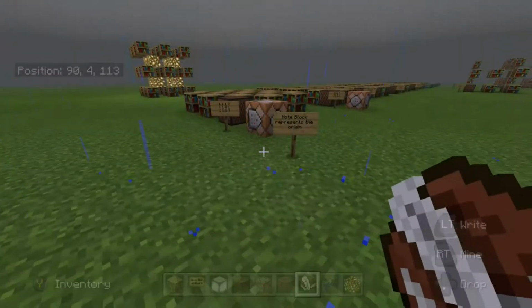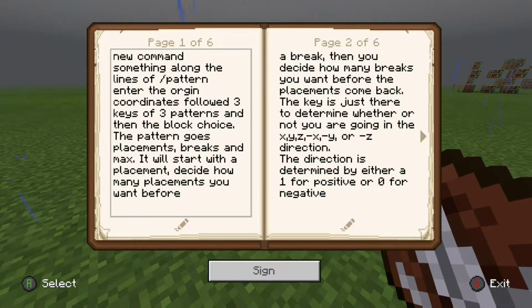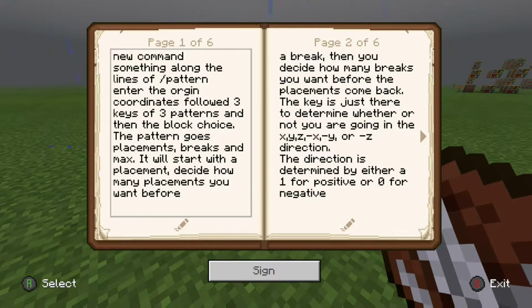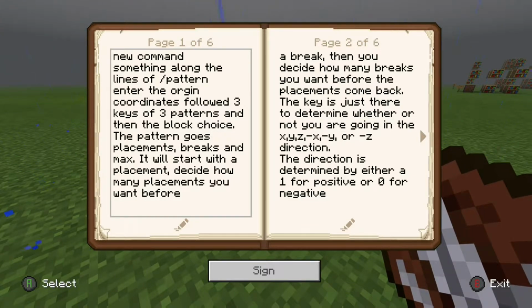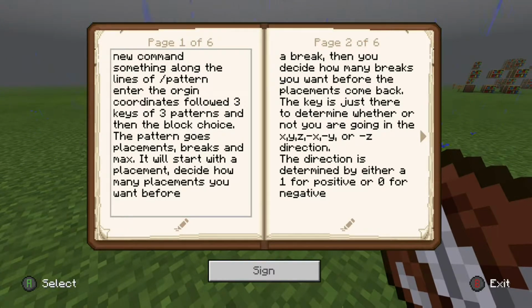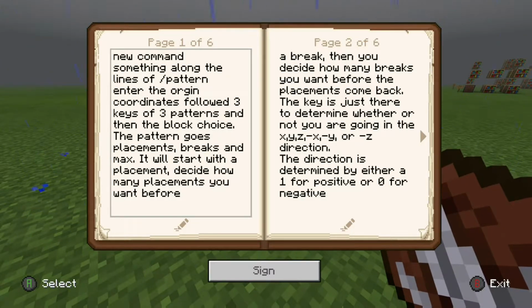Now, it's going to have 3 keys of 3 patterns and then the block choice. So the pattern goes placements, breaks, and max. It will start with the placement. Decide how many placements you want before a break. So for example, if you want 3 and then a break of 1, that's what it is. The breaks are obviously the breaks I was just mentioning. It represents how many spaces you want before you get back to the placement. So say you want a break of 2, you get 2 spaces that are empty, and then you get back to your placements again.